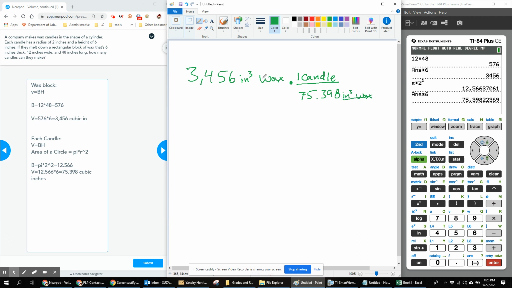So then inches cubed of wax cancels out because one is in the numerator and one is in the denominator, and I get a number of candles. So 3,456 over 75.398. And if you can do this intuitively, that's fine. You don't need to think it out like this, but if you have trouble keeping track of whether you're supposed to multiply or divide, then that's a tool to help you. But if you just do this part, that's fine.